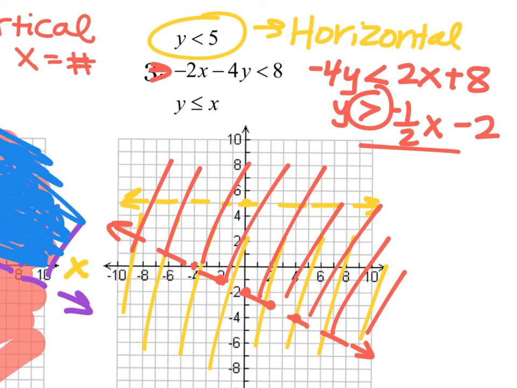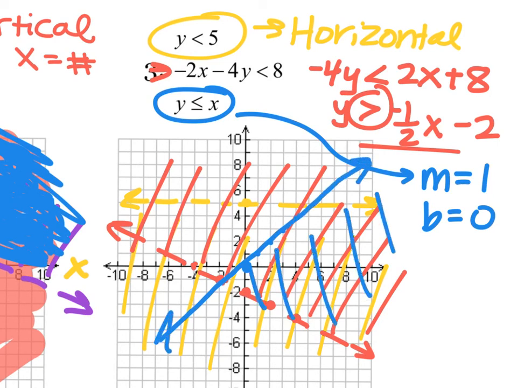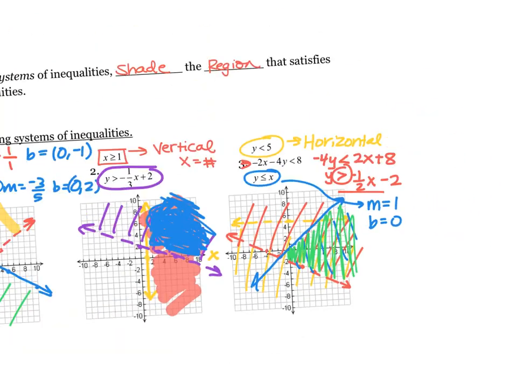And so finally, my last line is this: y is less than or equal to x. So guys, for this line, the slope is 1, and the y-intercept, there is none, it's 0. So up 1, right 1, up 1, right 1, and so on and so forth. We have a solid line, and it's less than. So my final answer, the shading where all 3 of these overlap, is right in here. Lovely.